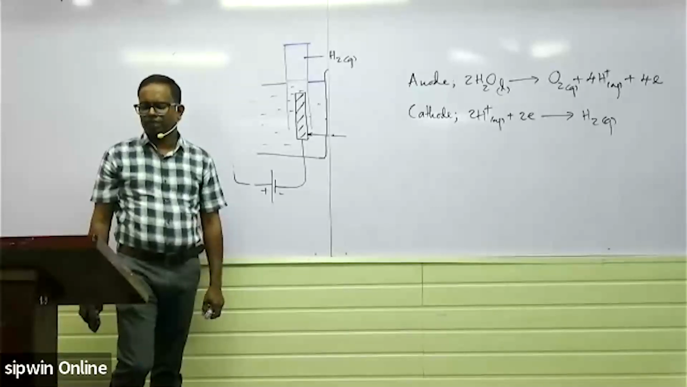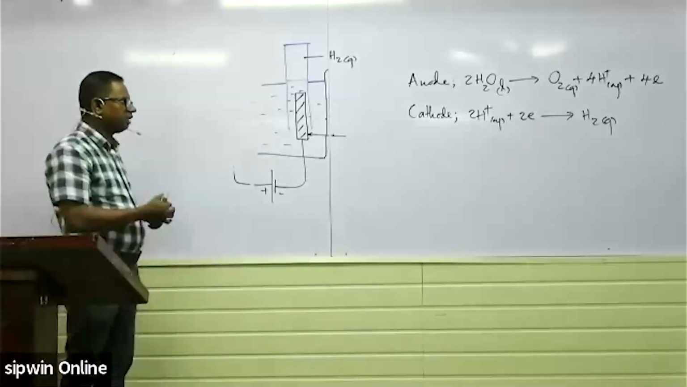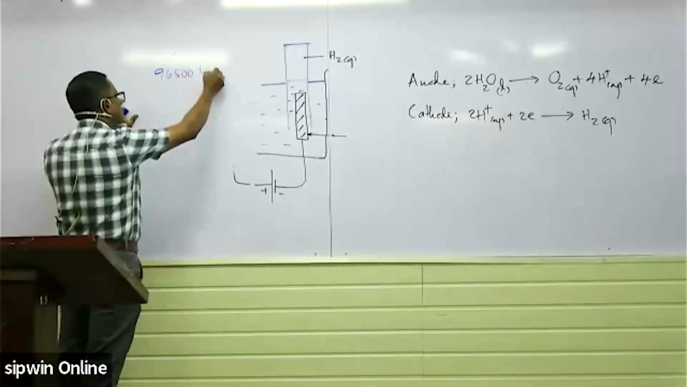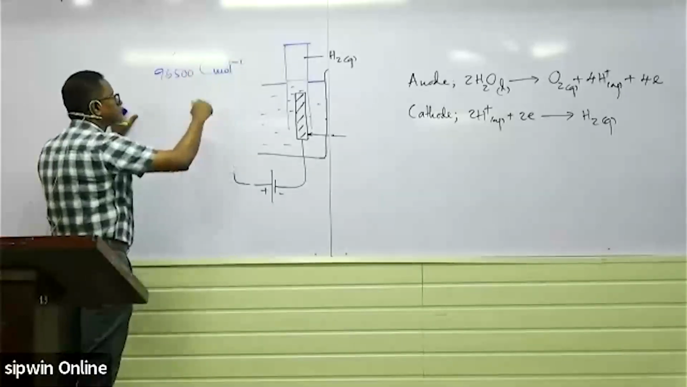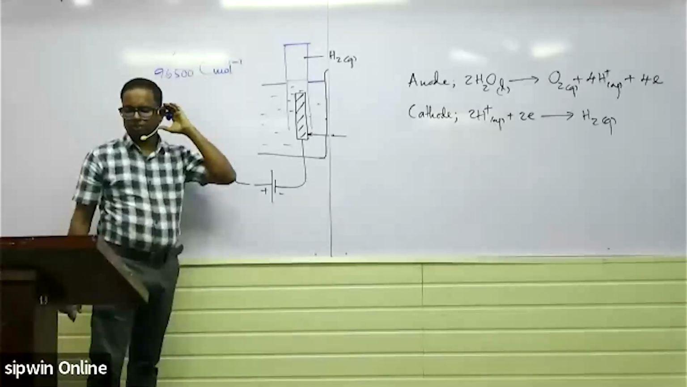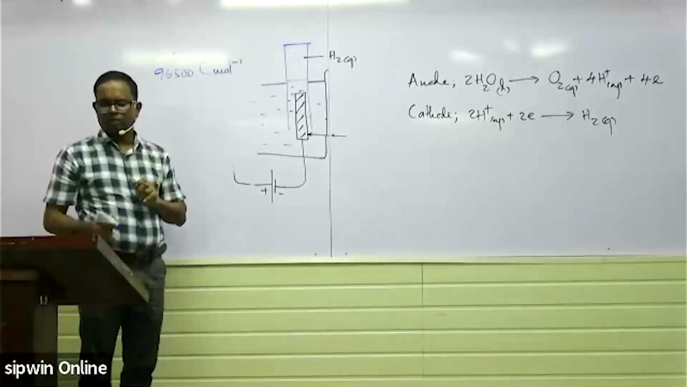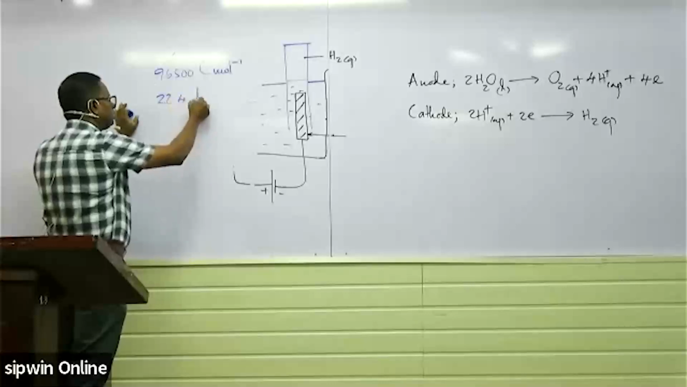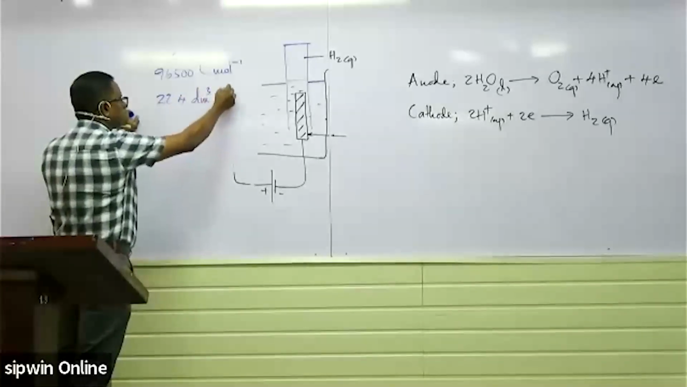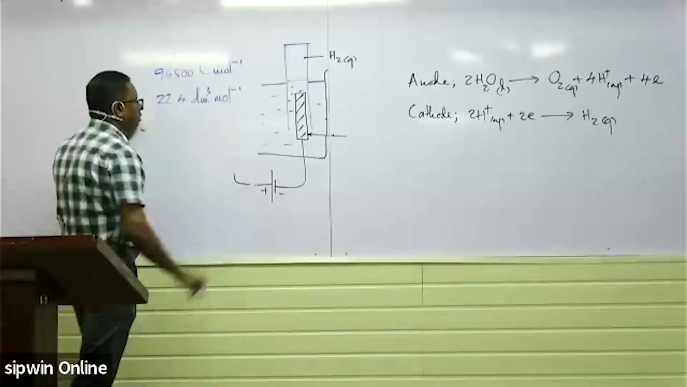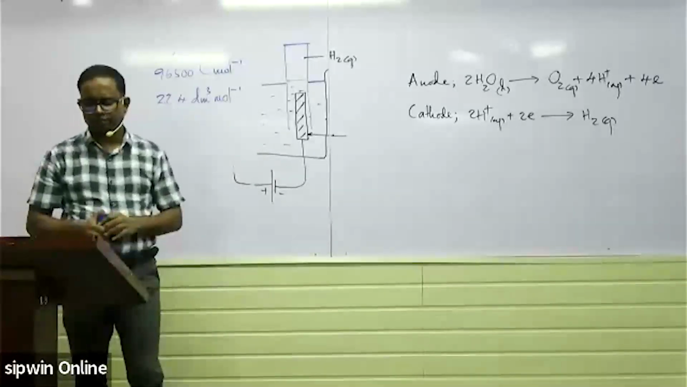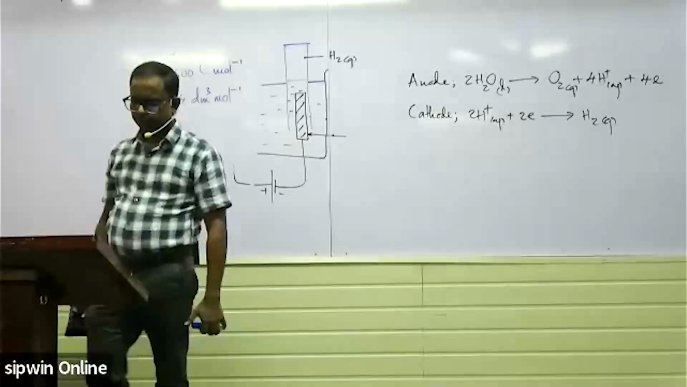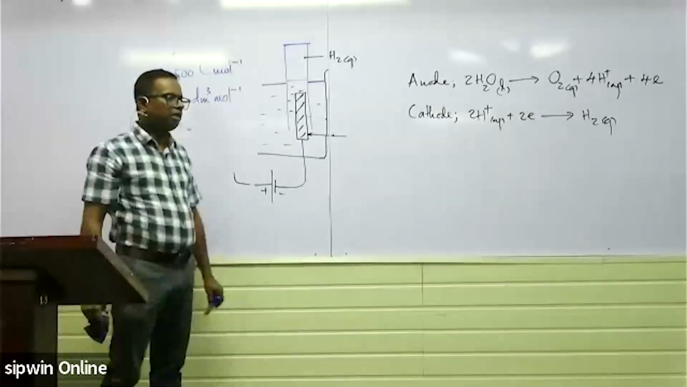Within a bracket, write 1 Faraday. 1 Faraday, let's take 96,500 coulombs per mole. Molar volume 22.4 cubic decimeters per mole. Oxygen and hydrogen, assume ideal.